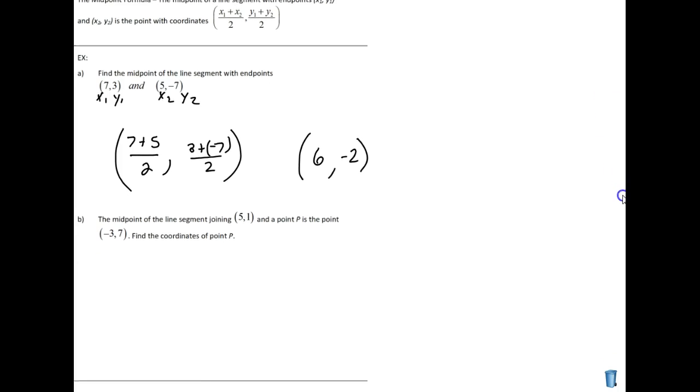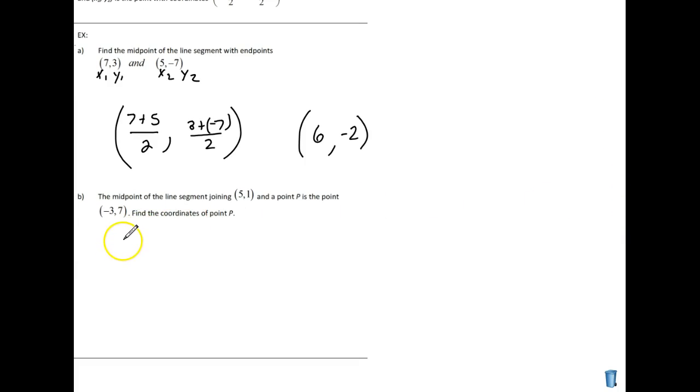And finally, sometimes you're going to be using a slightly different problem. So here it says the midpoint of the segment joining this point 5, 1 and some other point P is negative 3, 7. So this is actually the midpoint. Oops, I'm not spelling correctly today. So this is the midpoint. And then we want to know, what is P? Well, P is some point we'll call x2, y2. And then this is our first point, x1, y1.